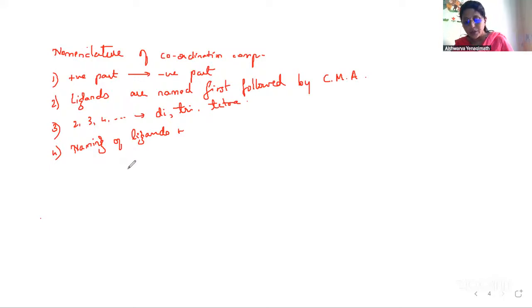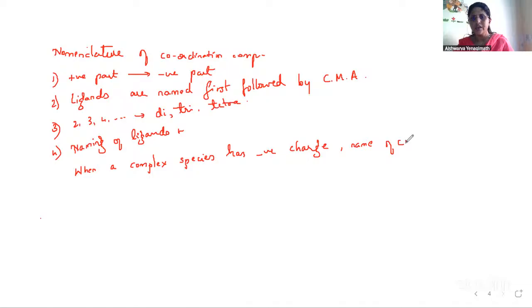When a complex species has negative charge, the name of the central metal atom ends in ATE. ATE, this is very important. Negative charge means it is an anionic complex. When it is an anionic complex, the name will end in ATE.